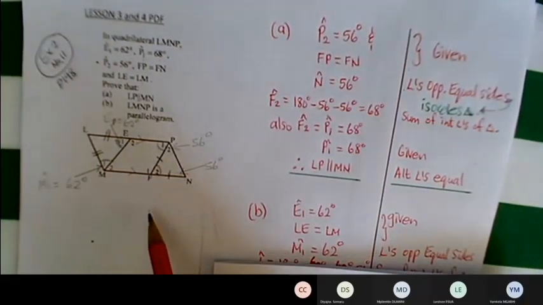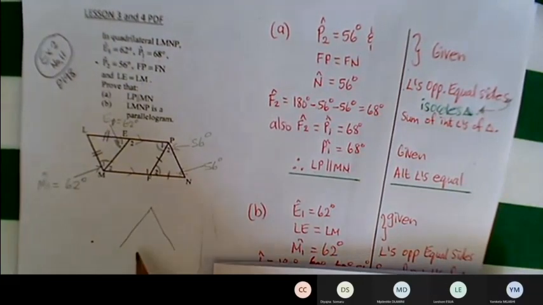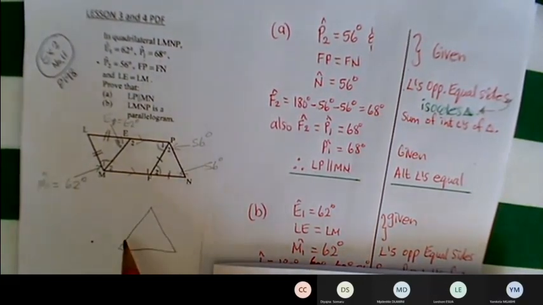I don't know if you can see where I'm about to draw now. You're able to see where I'm drawing on your screen? Can you see this triangle I drew? Yes, sir. You can. Okay, good.